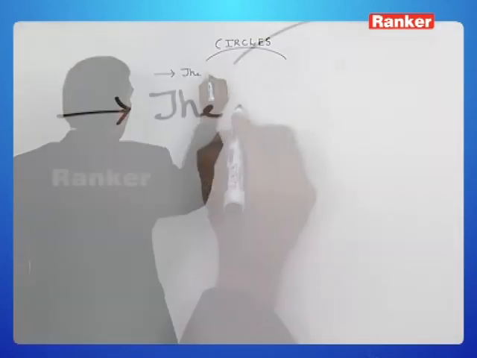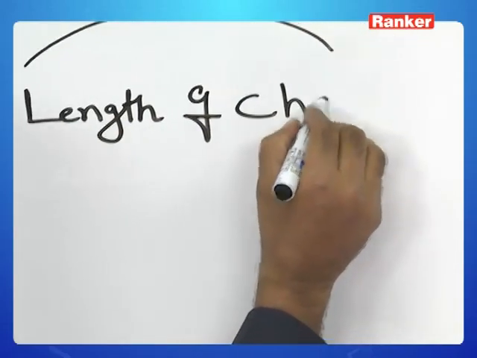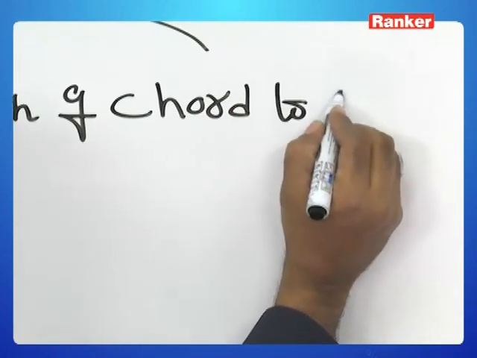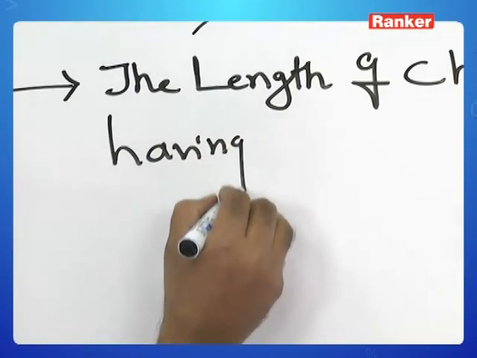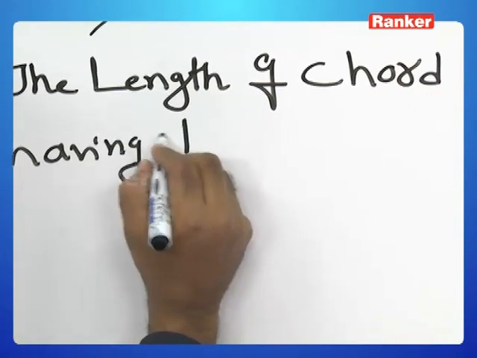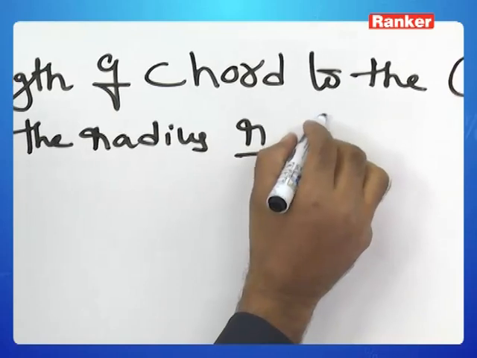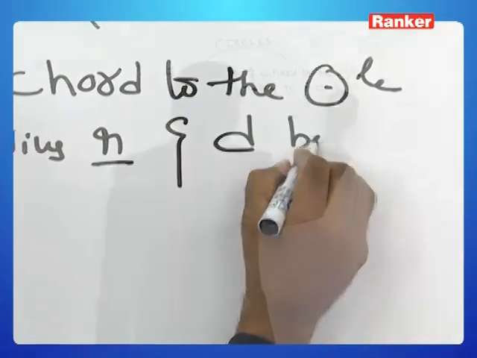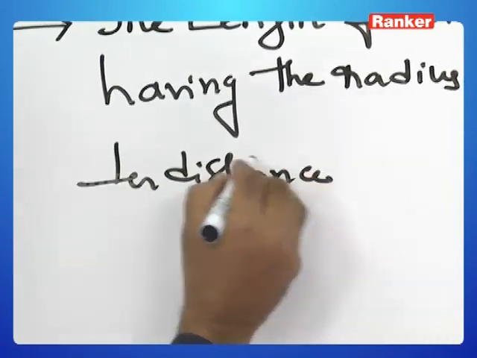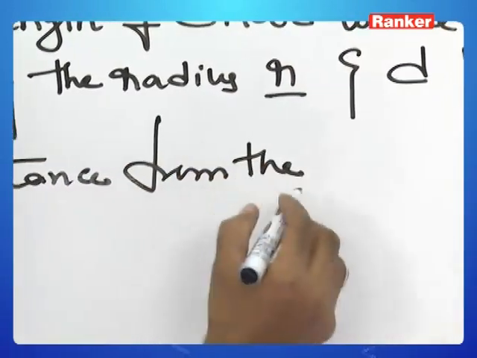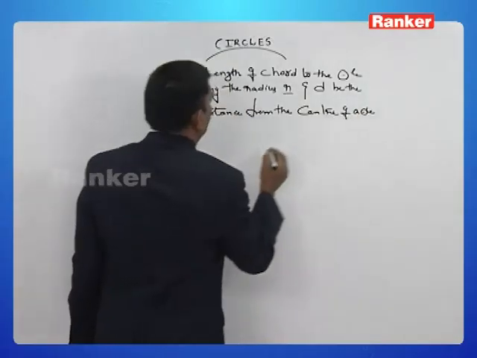The length of the chord of a circle having center, having radius r, and d being the perpendicular distance from the center of the circle to the chord.